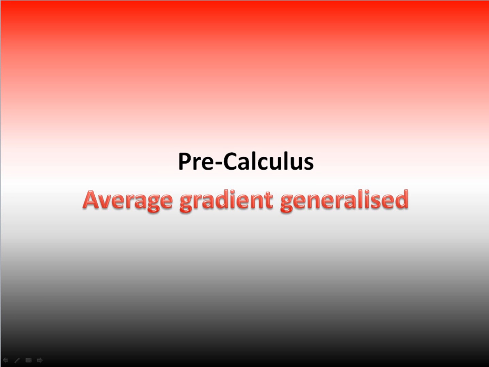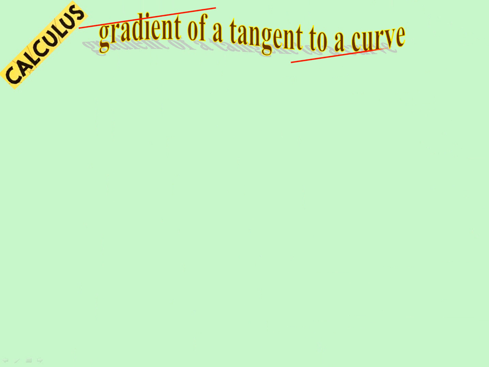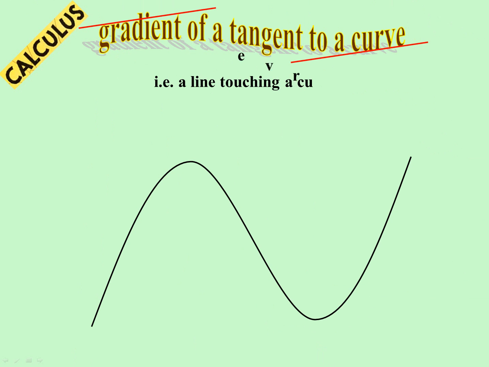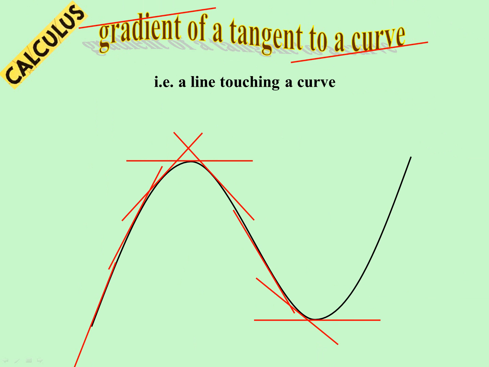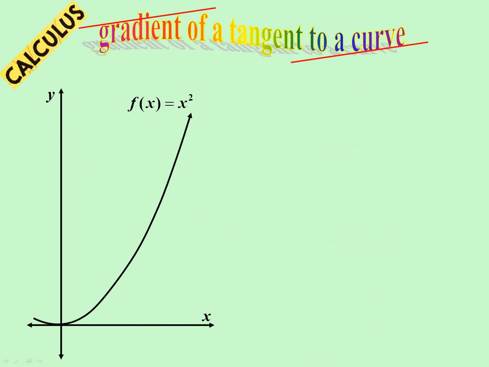Pre-calculus, the average gradient generalized. When we talk about the gradient of a curve, we're referring to the gradient of the tangent to the curve at any particular point, a line touching the curve. Let's take an example. f(x) equals x squared.